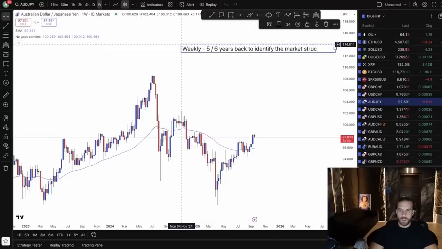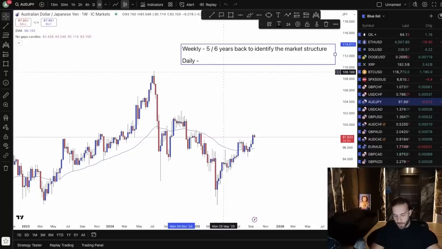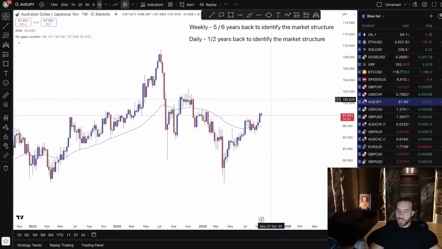Now, I know this might seem like a lot. You're like, Alex, that's a long time. That's a lot of market structure. But you really only need to do this one time. And you only need to do this one time because once you understand where the market is and where it's bullish or bearish from, you really don't ever have to go back.